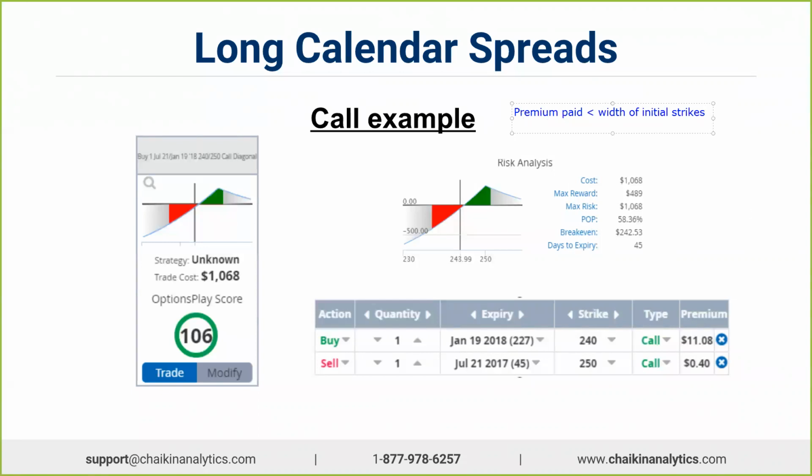What do I mean by that? Well, the premium we paid here is about $1,000, right? $1,068 in premium. The width of our strikes is 10. So if we were looking up here, we would say the premium paid is 10.68. And that is not less than the width of our initial strikes, which is only 10.